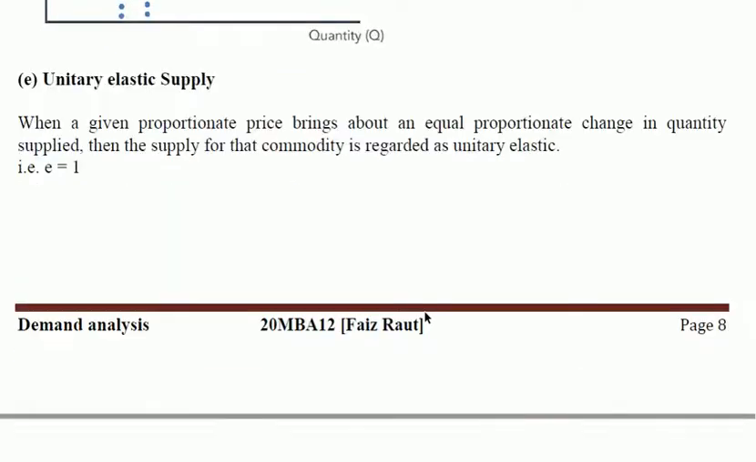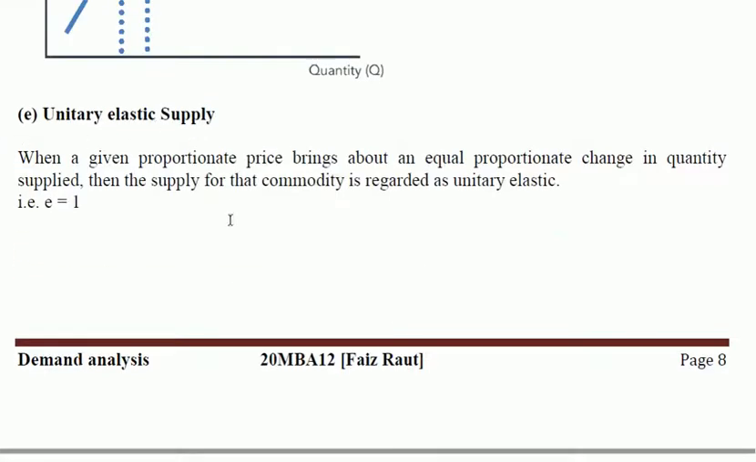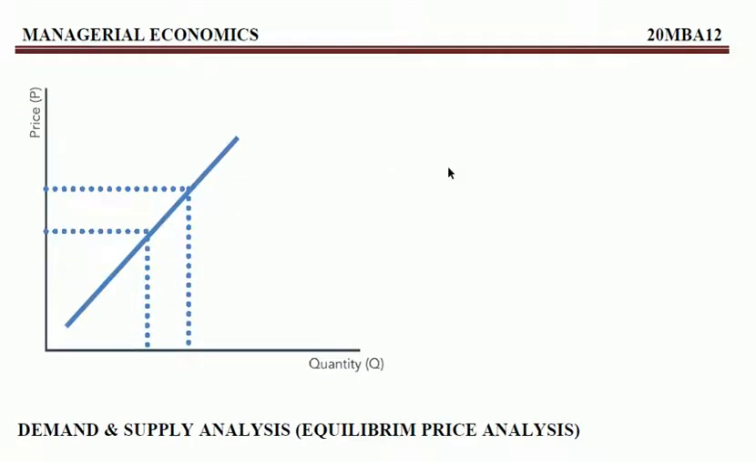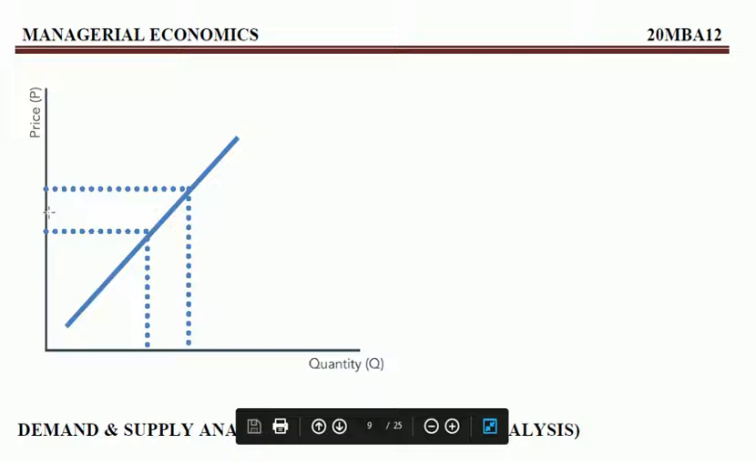Okay, and then finally unitary elastic supply. So in unitary elastic supply, the change in the price will cause an equal change in the quantity, which is similar to unitary elastic demand. Okay, so 1 unit change in the price will cause 1 unit change in the quantity which is being supplied. So that is what is about elasticity of supply.